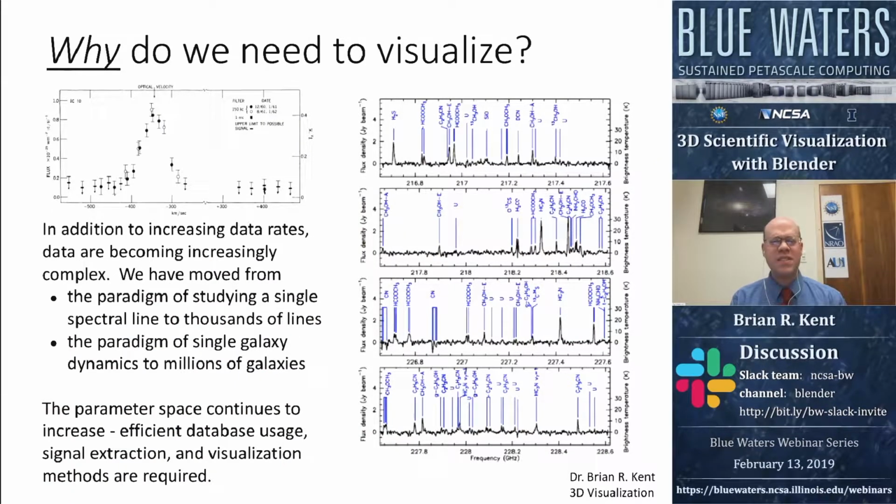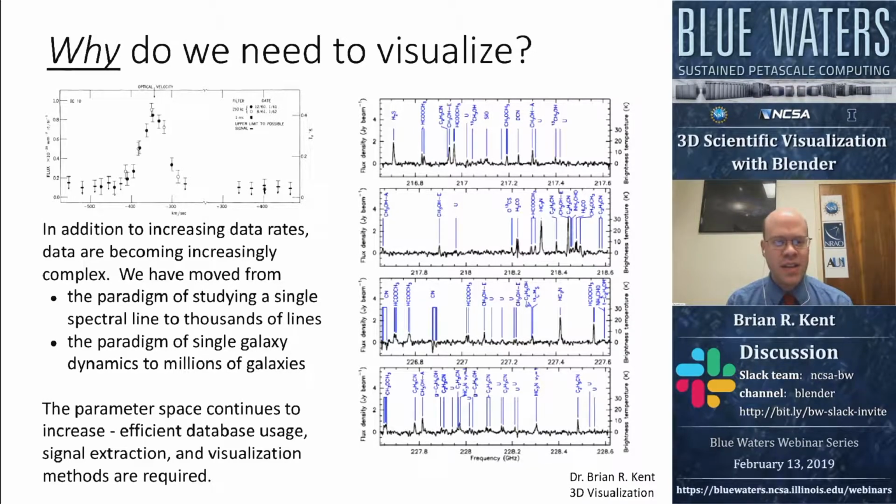Why do we need to visualize this? Well, it all goes back to not only the increasing data rates that I showed a couple of slides ago, but also the fact that the data are constantly becoming increasingly complex. So in the left-hand panel, I have a single spectrum of a single galaxy, IC10, where we measure a single spectral line. Okay, we learned something from this.